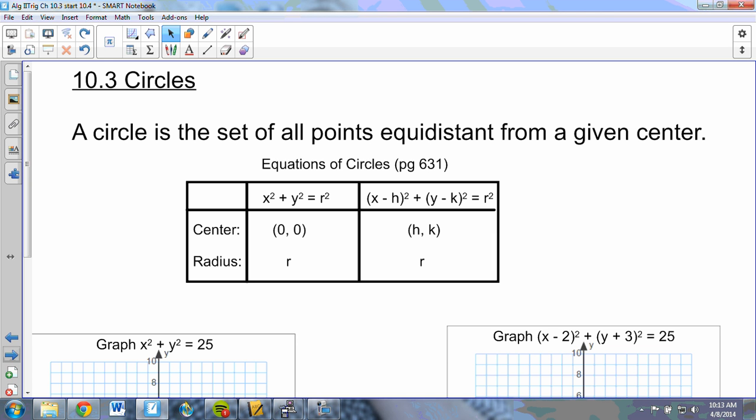Some specific properties. The equation for a circle is fairly basic. The algebraic equation: if the center is on the origin, the center is at 0, 0, it's just x squared plus y squared equals r squared. But if the center is no longer on the origin, it's (x minus h) squared plus (y minus k) squared equals r squared. And h and k is your center. It just moves this stuff around.